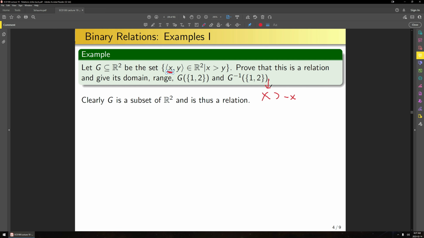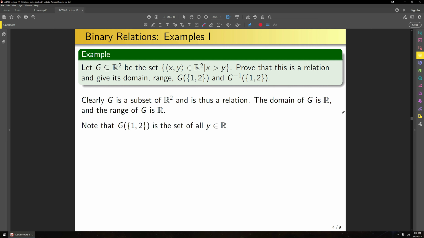It has restrictions based on a particular y, but between all these ordered pairs, x can be anything and y can be anything, right? Or can take on any values. So the domain of G is the real numbers, and the range of G is R. Okay, so hopefully that fits there. The next set is asking for the range, or sorry, G of {1, 2}.